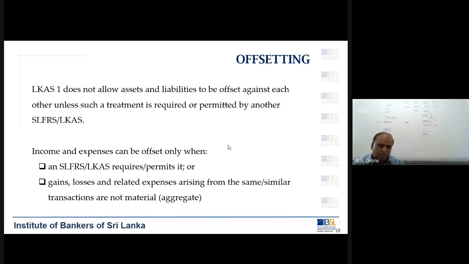There is no restriction for that. That kind of an offsetting is permitted, but not the example that I showed you on the board. Okay, so that is what it says. Income and expenses can be offset with one another, but not the related assets, liabilities, or any other.